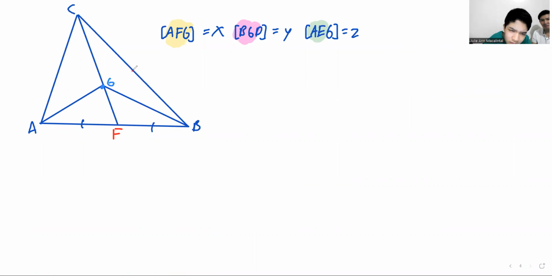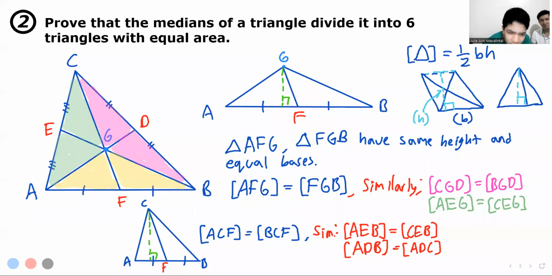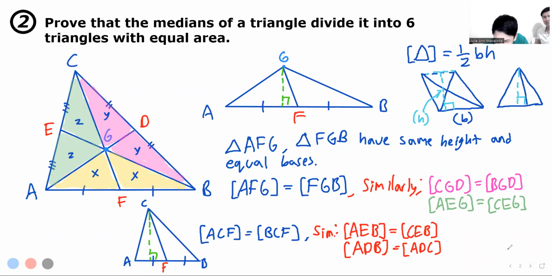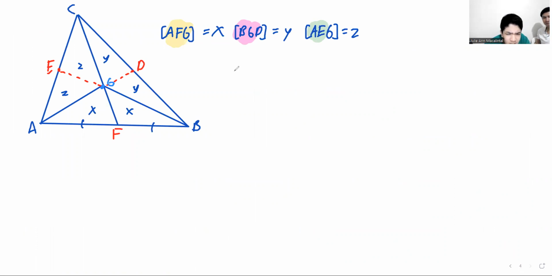So this will be x, y, z, z. Okay, so this will be y and y, z and z, x and y. So earlier I proved ACF, BCF, ECF, BCF. So this is x plus 2z.